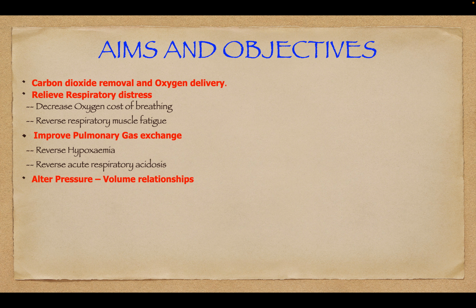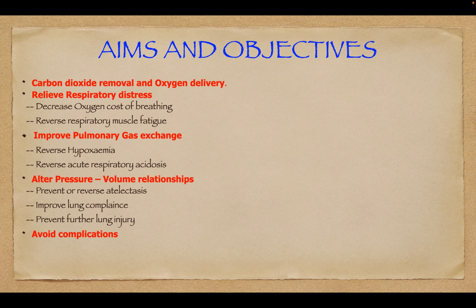It also helps to alter the pressure volume relationships, predominantly to prevent or reverse atelectasis and to improve the lung compliance. It also helps to prevent further lung injury. So this should be our aim, to prevent further lung injury. It has to work in such a way as to avoid complications and also to permit lung and airway healing. So these are a few of the aims and objectives. What are we looking at when we put the patient on mechanical ventilation?